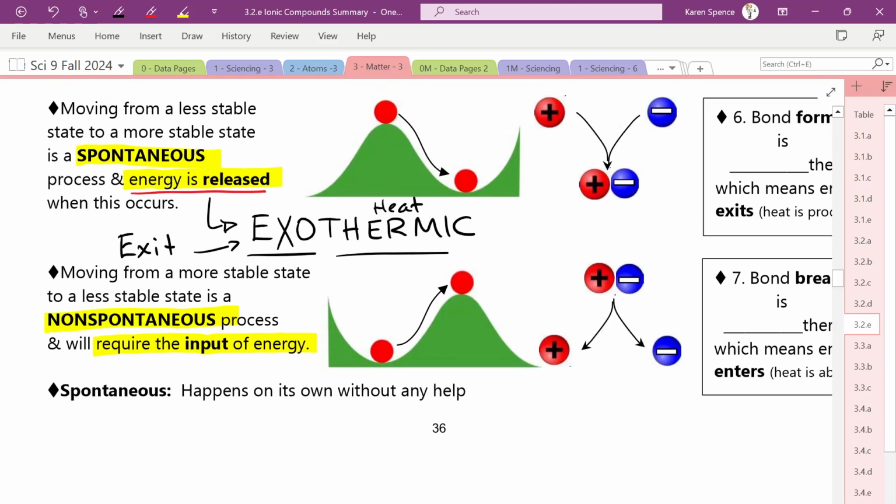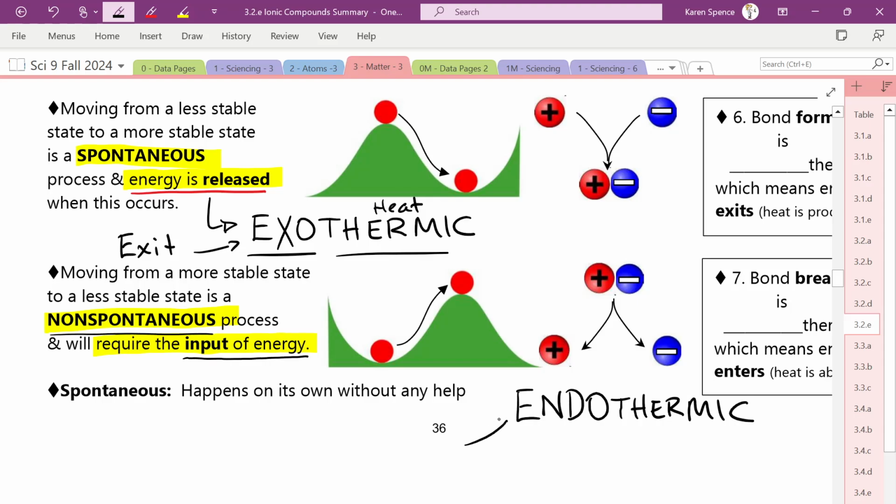Now, if you have a non-spontaneous process that requires an input of energy, that is called endothermic. And endo, you can think of that like enter. What's entering? Energy in the form of heat.